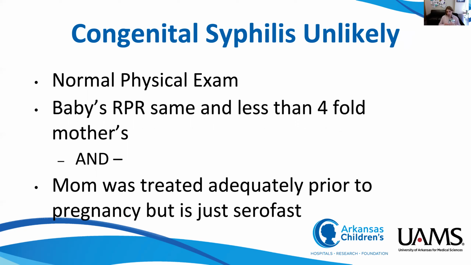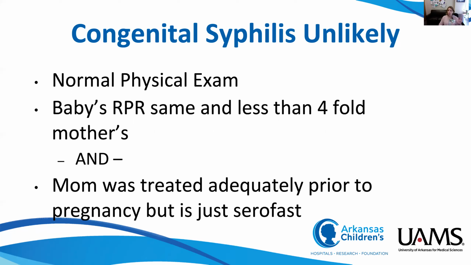Congenital syphilis unlikely is a normal physical exam, the baby's RPR is the same or less than 4-fold the mother's, and mom never had syphilis during pregnancy. She was treated adequately prior to pregnancy, but it's just serofast. Some of these women will just have an RPR of 1 to 2, 1 to 4, 1 to 8, something low like that, 1 to 4 or less usually, and they just won't ever make it go to 0. Their body just hangs on to it.